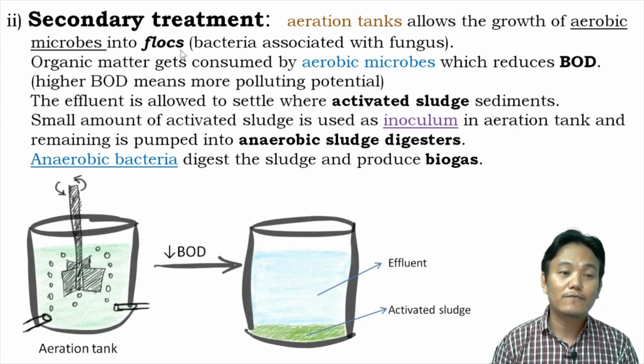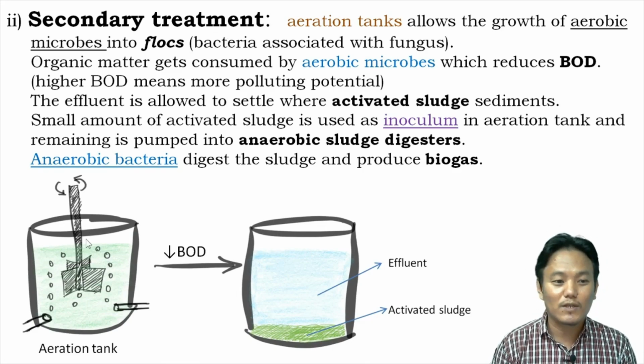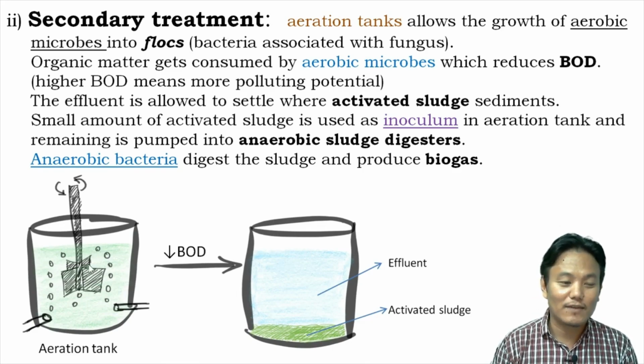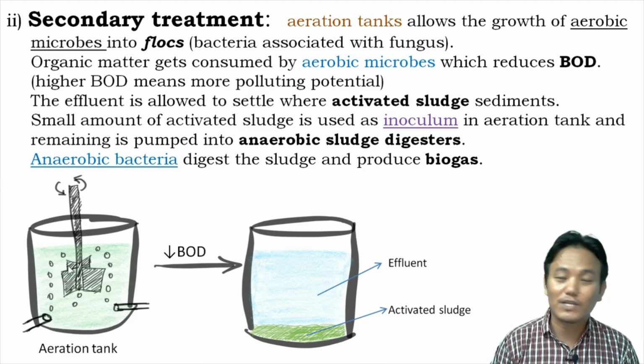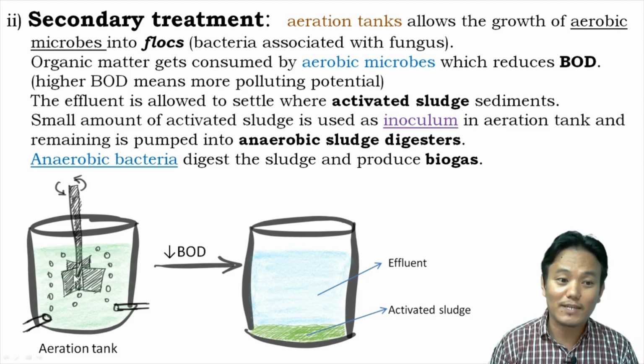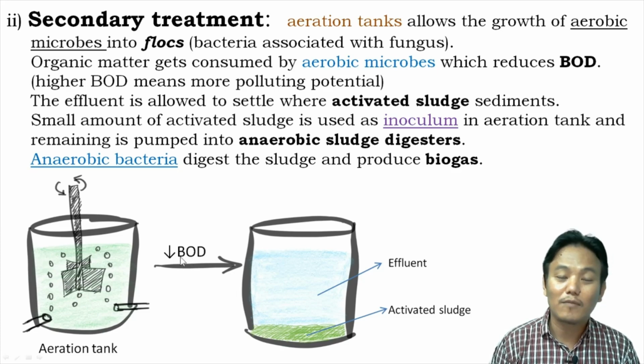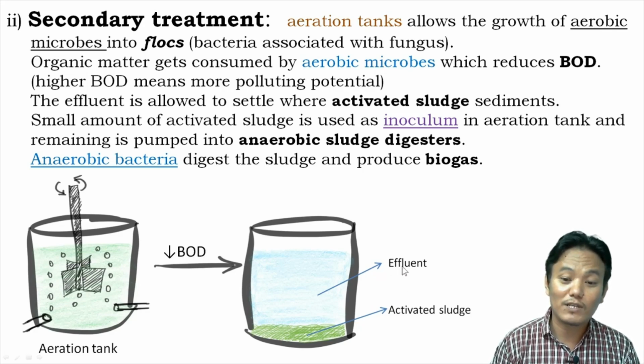Here in this diagram, I have tried to show you the secondary treatment process. So let's say this is the aeration tank, right, in which we have collected the effluent, which contains a large amount of organic matter. With the help of an air pump and this rotor, oxygen supply is provided for the aerobic microorganisms which grow within the aeration tank. Right. So these aerobic microbes will consume all the organic matter present inside the effluent, thereby bringing down the biochemical oxygen demand. So lower biochemical oxygen demand will signify less polluting potential of the effluent.